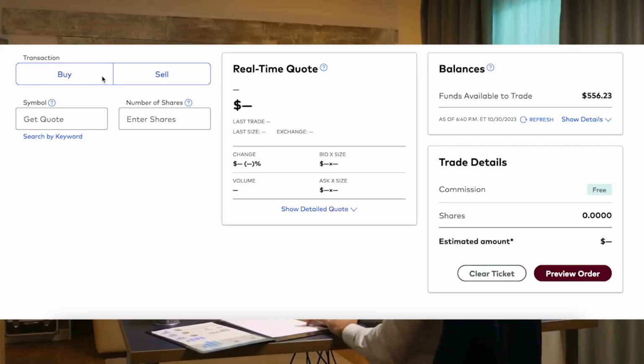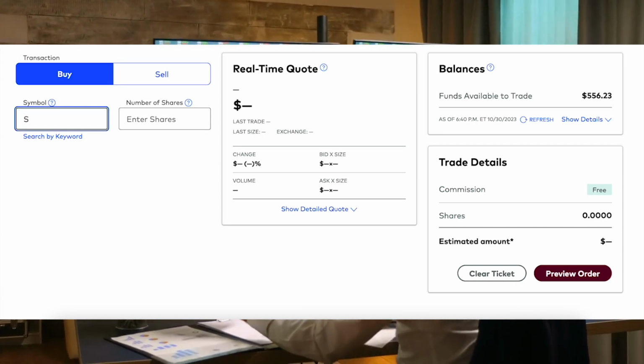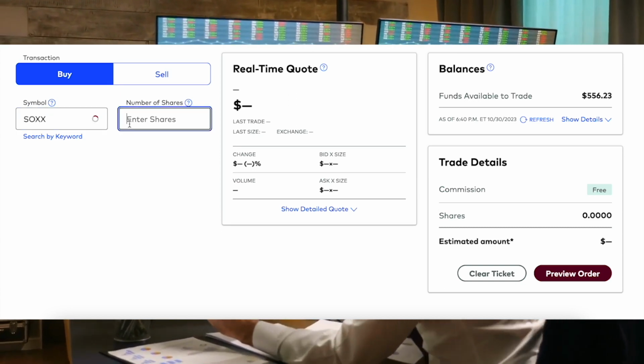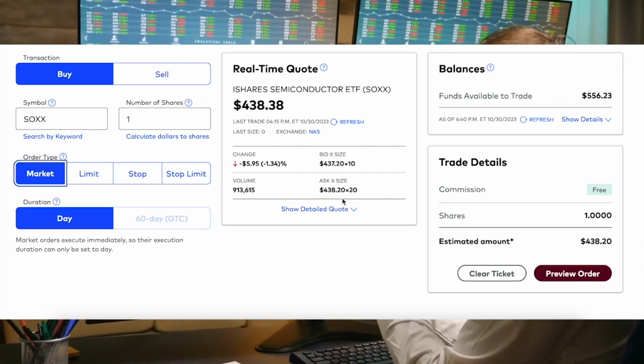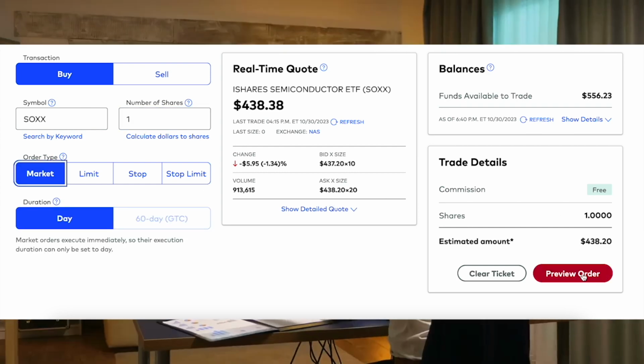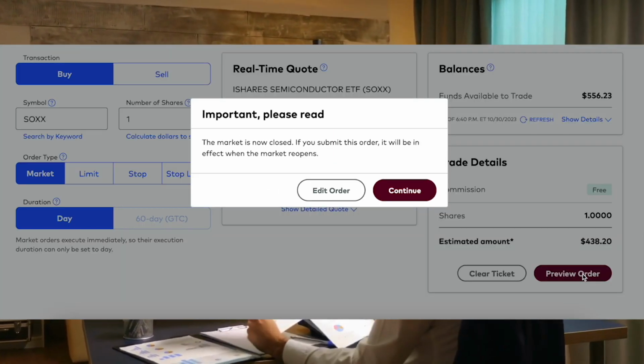And here is what that looks like within a brokerage account. In my case, Vanguard, which is my broker. So here I am selecting the buy option, choosing the ticker symbol as SOXX, number of shares as 1, selecting market order, duration as day, and notice all the terms we discussed before in the window.